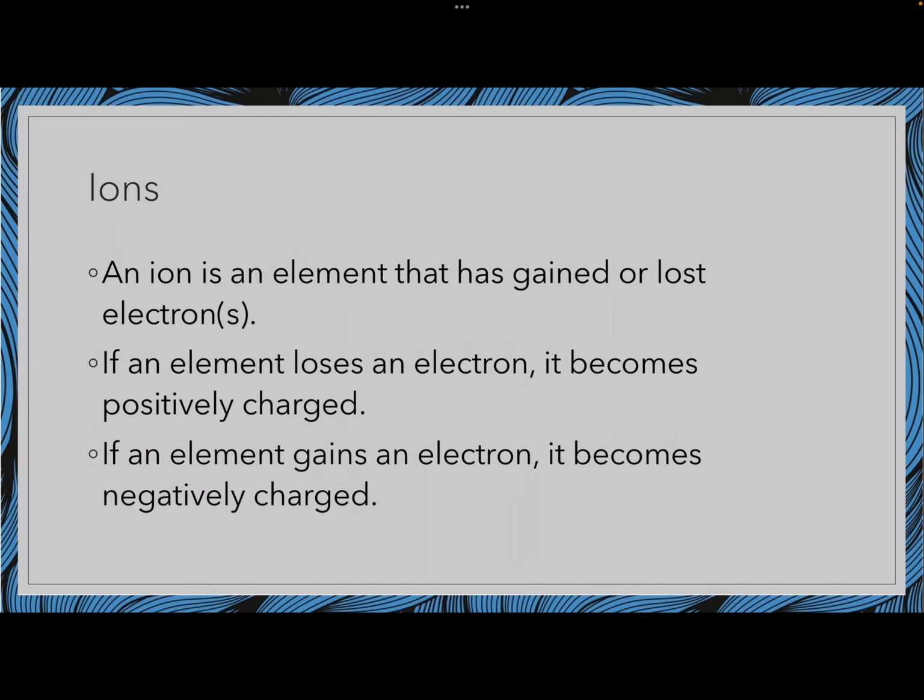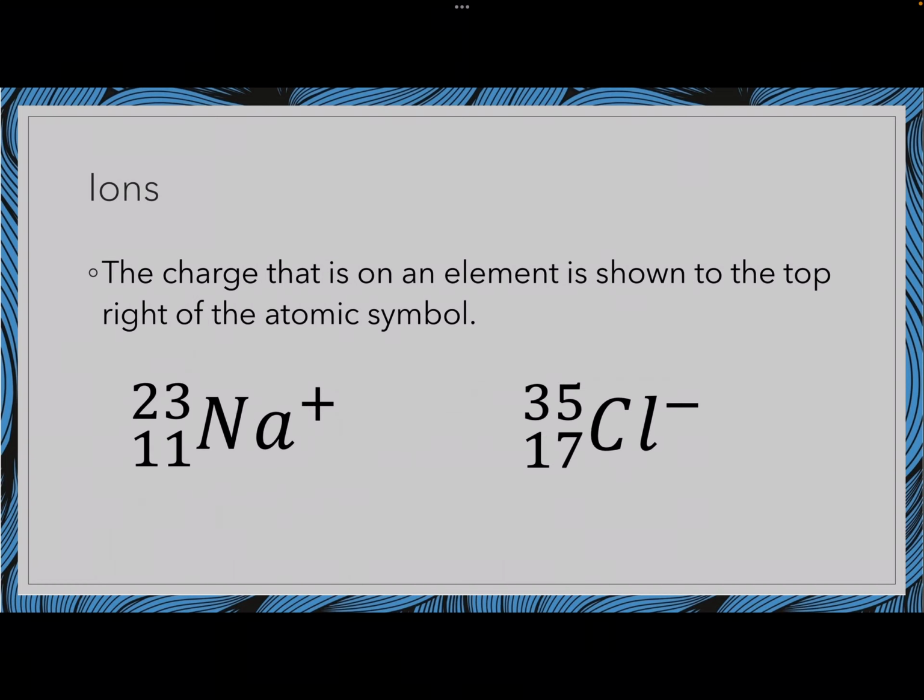If an element gains an electron, it becomes negatively charged. So again, electrons are negatively charged. If we have one more than normal, then the atom as an overall has a negative charge. The charge on an element is shown at the top right of the atomic symbol. So you can see here we've got Na+ and Cl-.